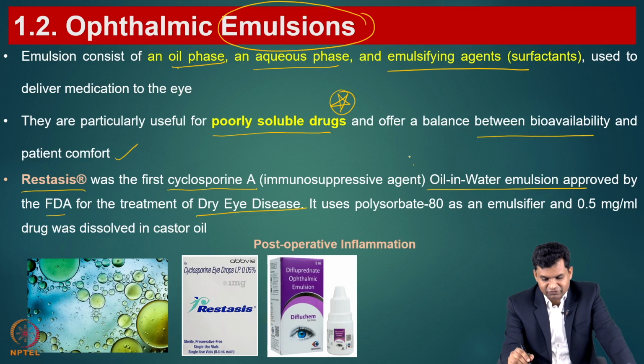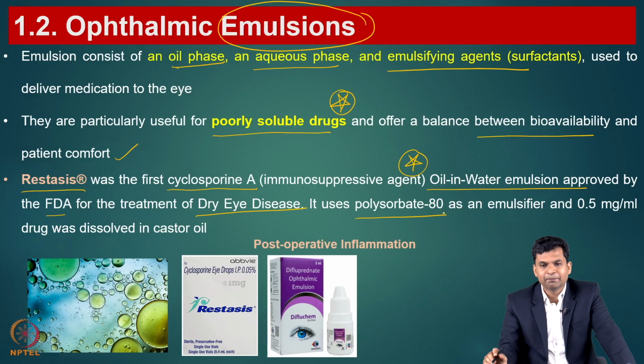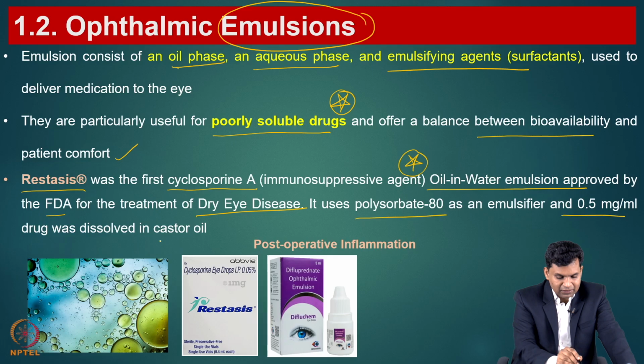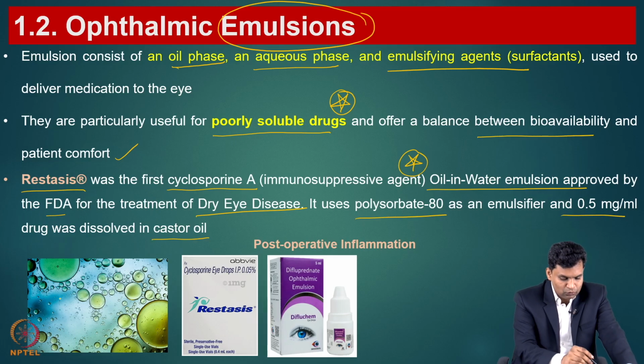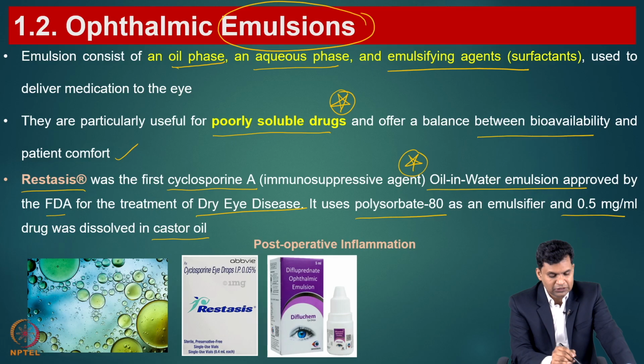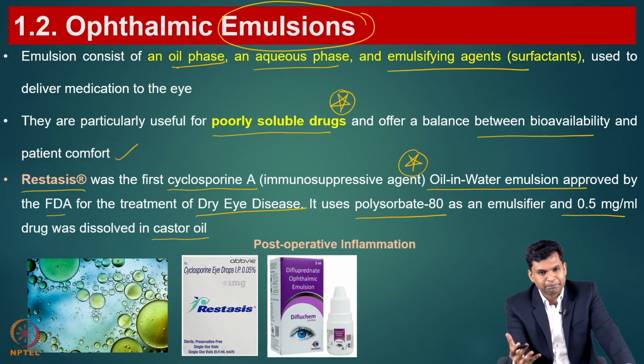So, this works as an immunosuppressive agent, which is formulated using polysorbate 80 as an emulsifier and also 0.5 mg per ml of castor oil. So, you can see in the picture how the emulsion looks. The oil globules are dispersed in the water medium in the presence of surfactants, emulsifying agents.